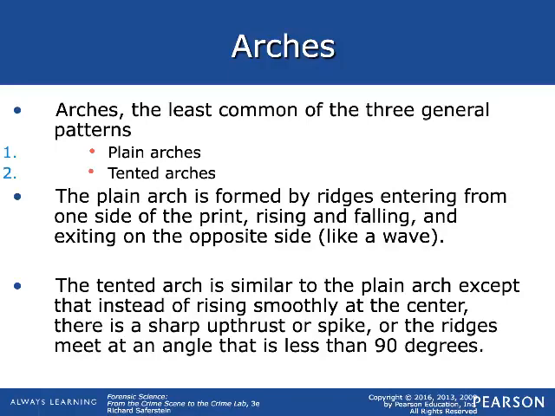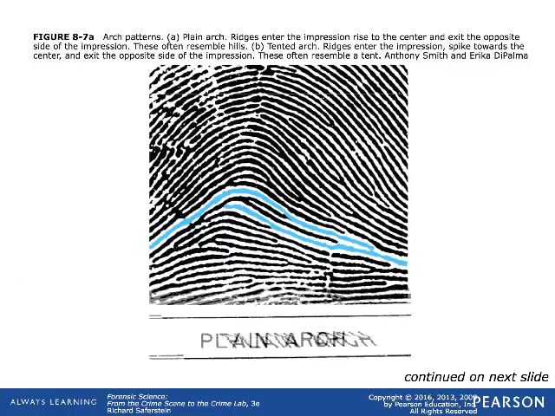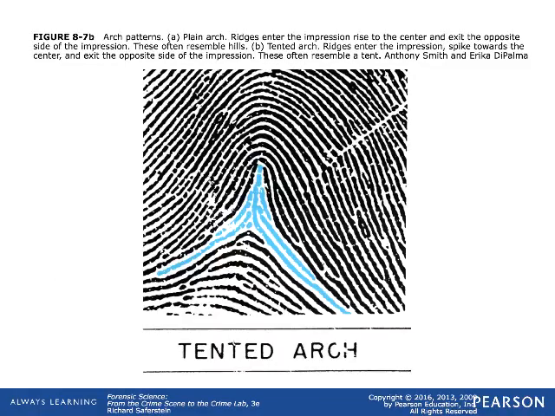So it goes up. So a plain arch just kind of looks like a wave going by you. A tented arch, the wave spikes up real high and then comes down. Kind of looks like a tent, if you had a tent stake going up in the middle of a triangle tent.